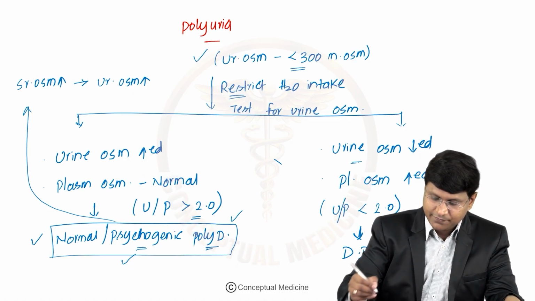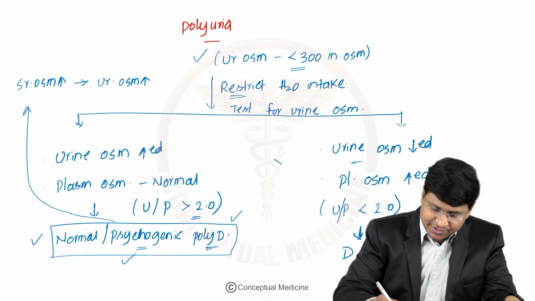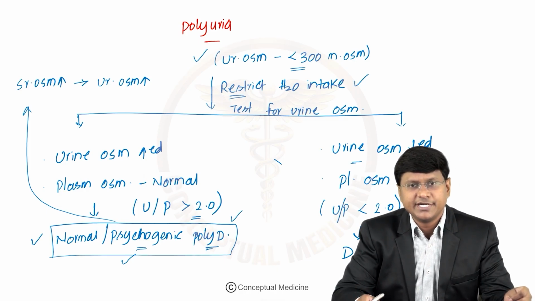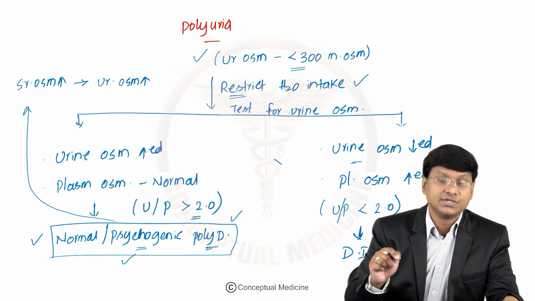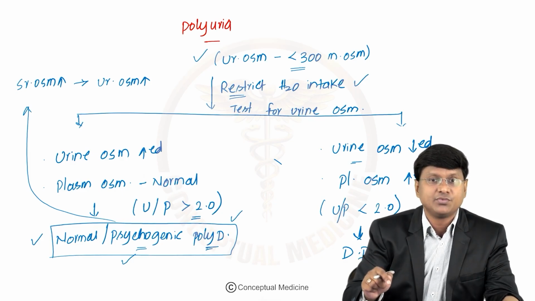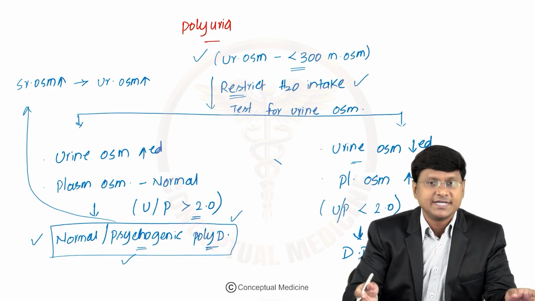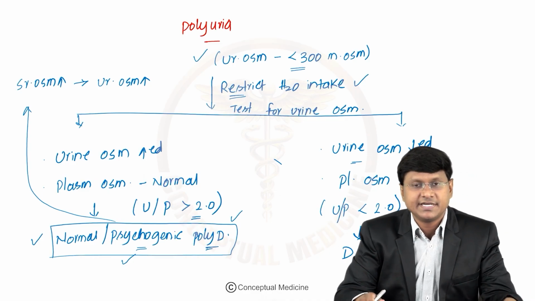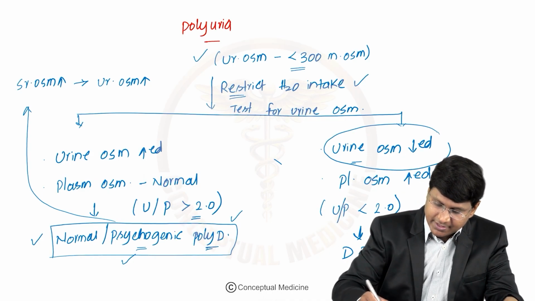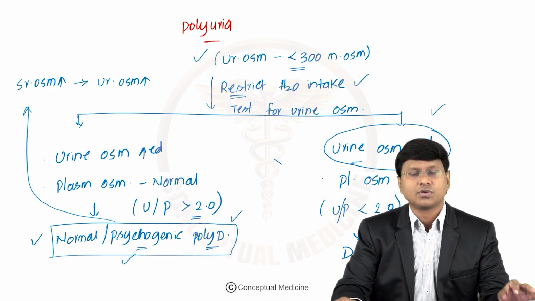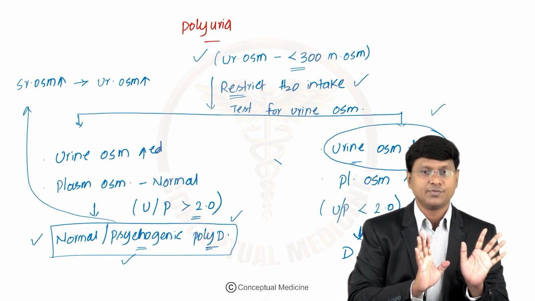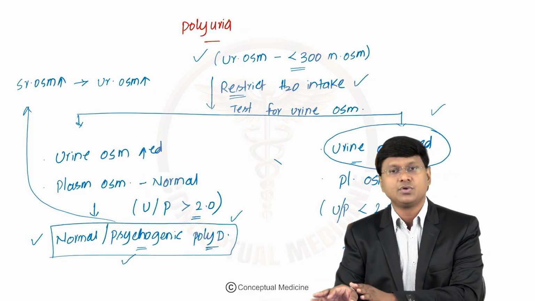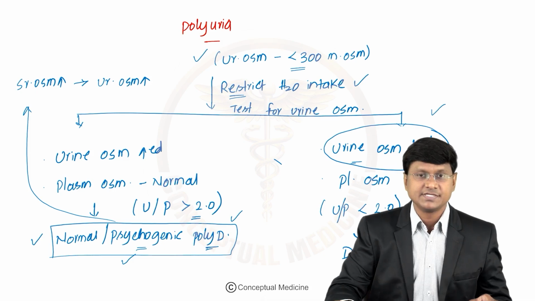Whereas in diabetes insipidus, even though you restrict the water intake, there is no ADH production, no antidiuretic hormone action. So subsequently, what will happen in those individuals? Water will continuously get excreted out in the form of urine. The urine osmolality will still be on the lower side. So after water deprivation, if urine osmolality increases, it is psychogenic polydipsia. If the urine osmolality is still on the lower side, then it is diabetes insipidus.